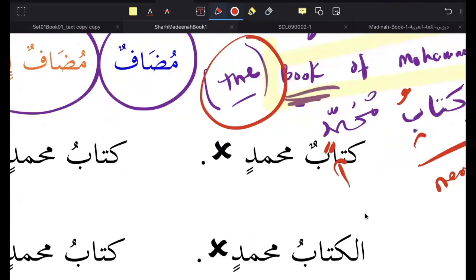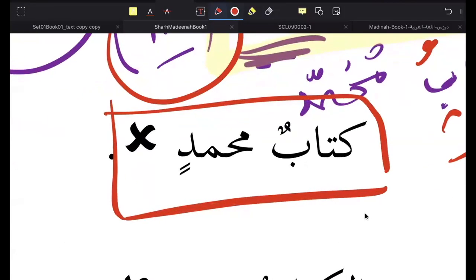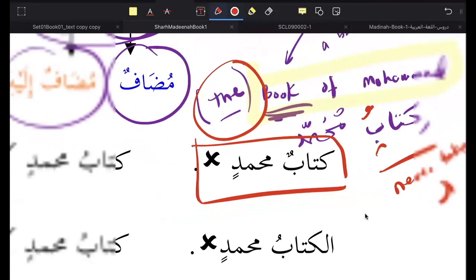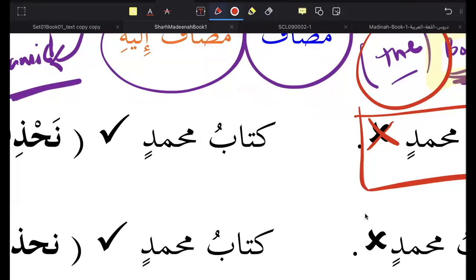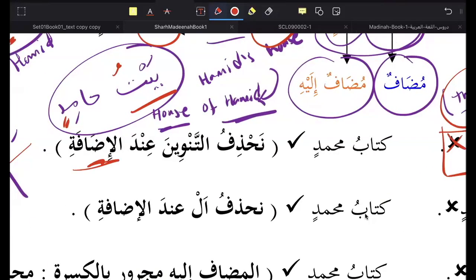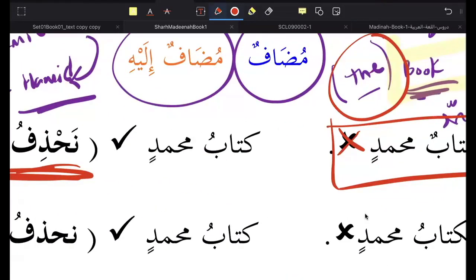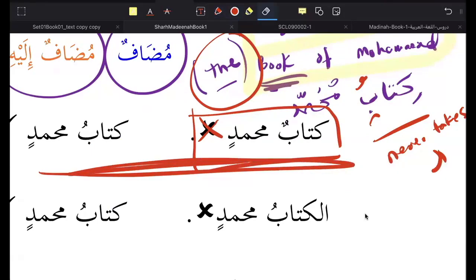It says kitabun. Interesting the way he's explaining. He's explaining by examples. He'll give you examples and he will say what is good or bad and why it's good and why it's bad. So he said kitabun Muhammadin. So he said it's no good. Why? It should be kitabu Muhammadin. Why? نحذف التنوين عند الإضافة. We remove tanween. See, the word is remove, not to change the haraka. Because initially it was kitabun, but when we add at the idafa, we remove the tanween. So make sure you look into this example and understand.